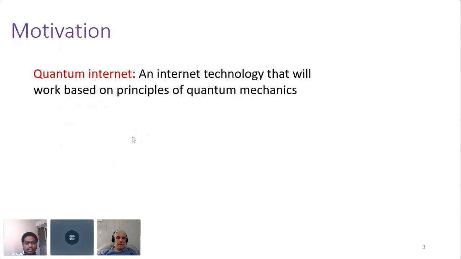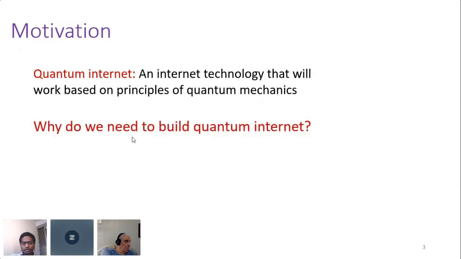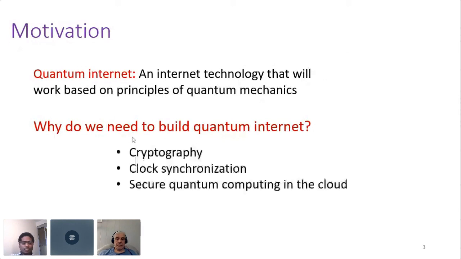The first question is, what is the quantum internet? We are all enjoying the benefits of current internet technology. The quantum internet is an internet technology that will work based on the principles of quantum mechanics. Why do we need to build a quantum internet when we already have the current internet? The reason is that the quantum internet will enhance the performance of current internet technology.